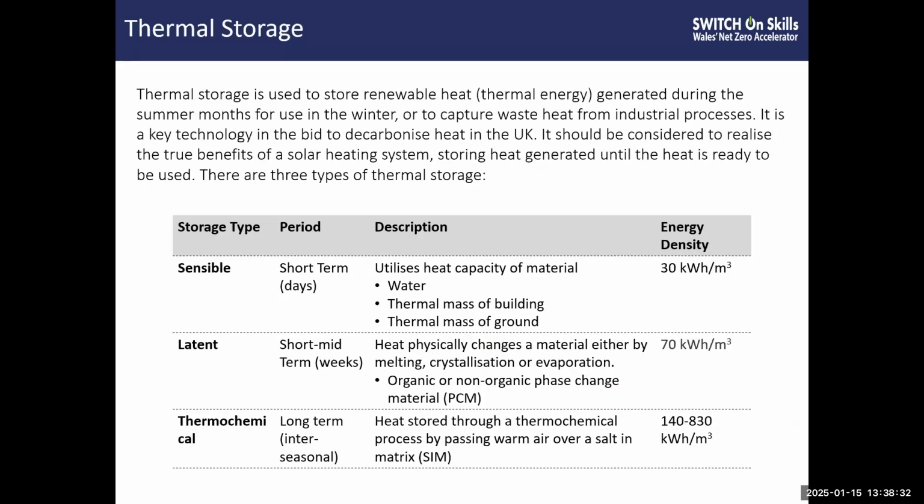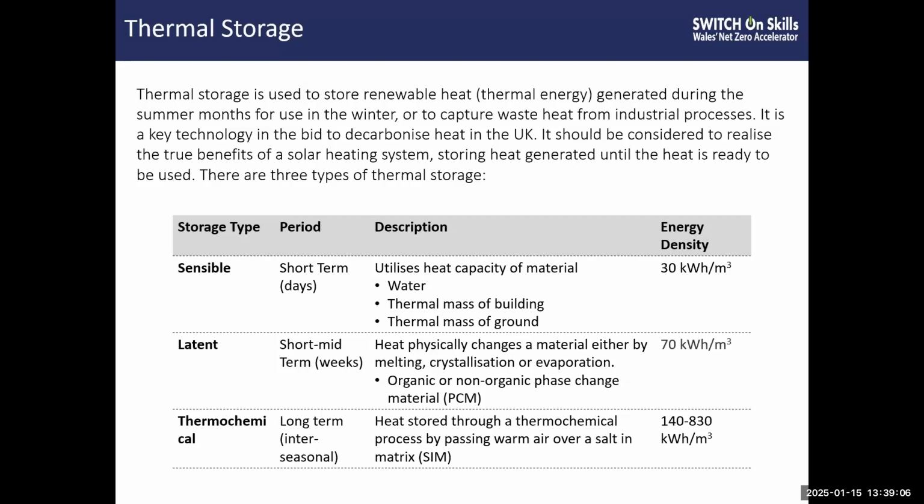Thermal storage, also very useful and probably essential for most buildings as well. Thermal storage is used to store renewable heat as thermal energy. This is generated during the summer months for use in the winter, or to capture waste heat if you're talking about an industrial project. So from industrial processes, we can capture this waste heat and use it then when and where it's required. It's a key technology to decarbonize heat in the UK.